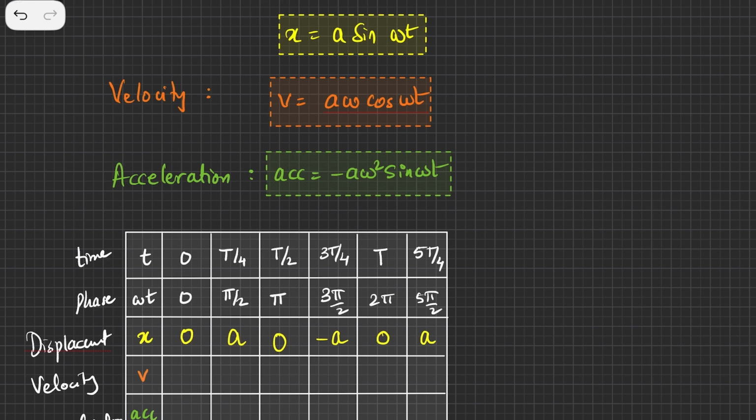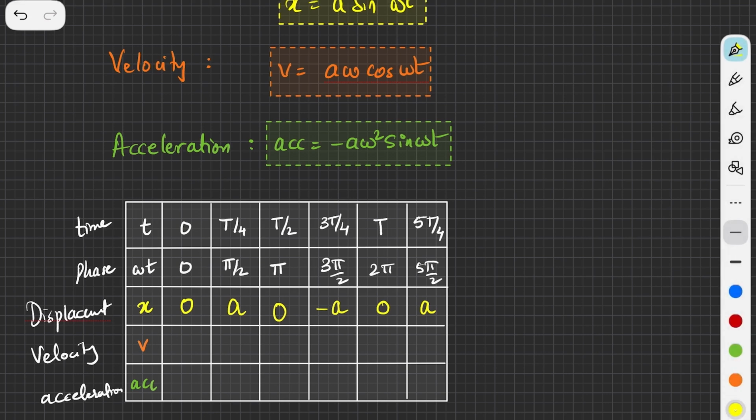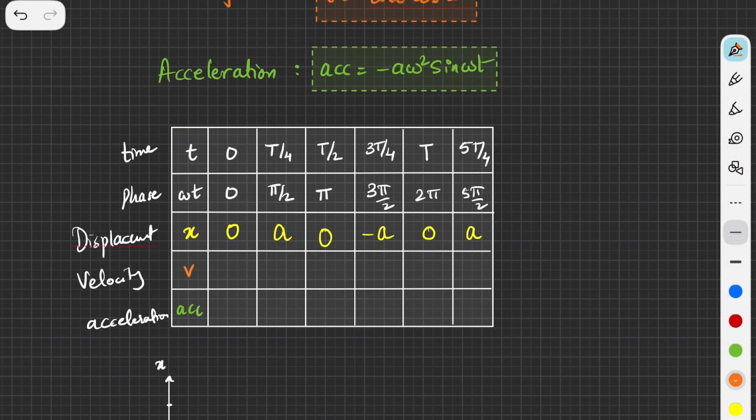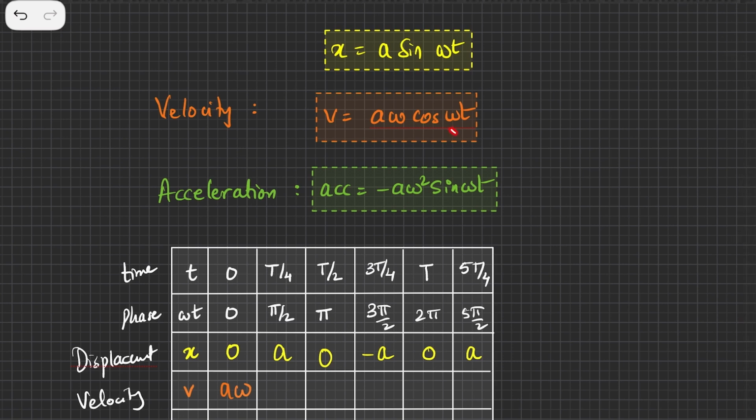Now if this is a omega, my next value goes to 0, then it will be minus a omega, then it goes to 0, then it is a omega, and then it is 0. But make sure that you at least find 2 to 3 values. So my v would stand as a omega. Why is it a omega? I just showed you, because omega t value is 0. Cos 0 is 1, and 1 into a omega is a omega.